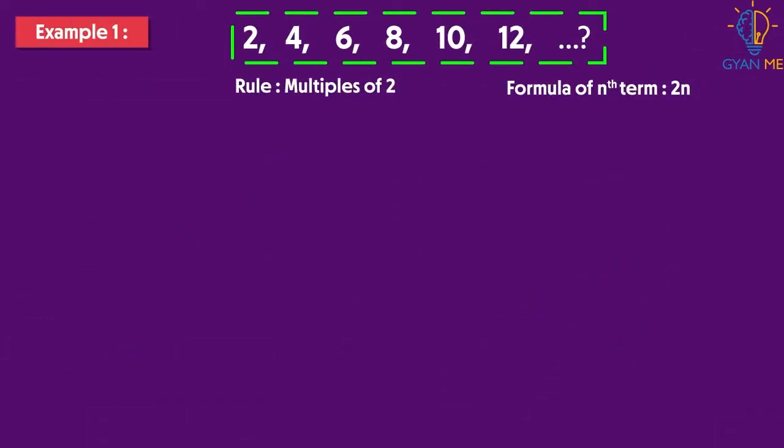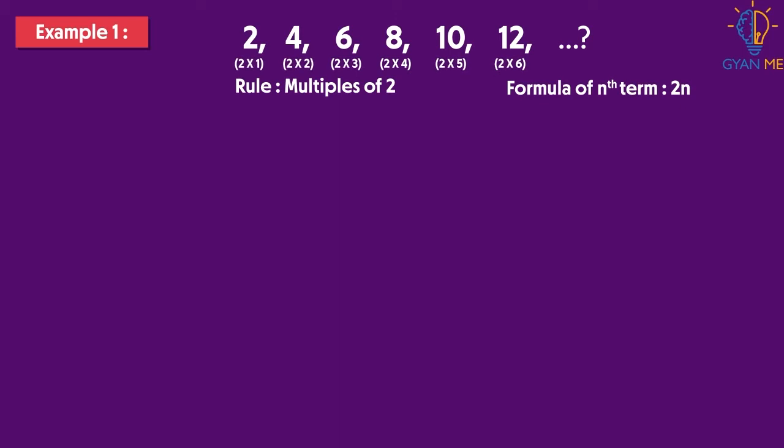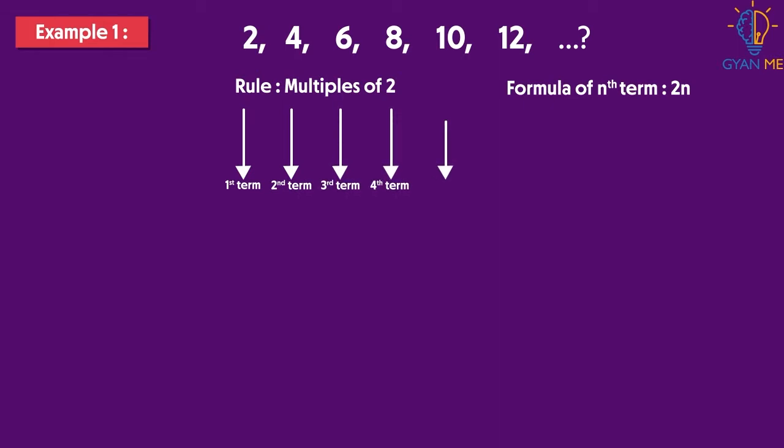But now observe this sequence: 2, 4, 6, 8, 10, 12. Yes, these are the multiples of 2. Or here we can say that the next number is obtained by adding 2 to the previous number. As you know, each number here is one term. So if I ask you what will be the term after 12, can you answer this? Yes, it is simple. It will be 14.